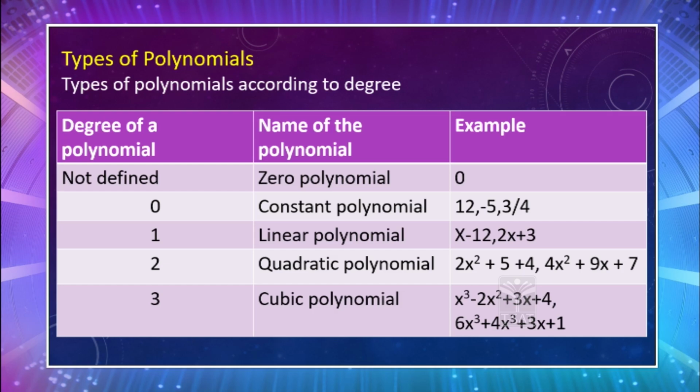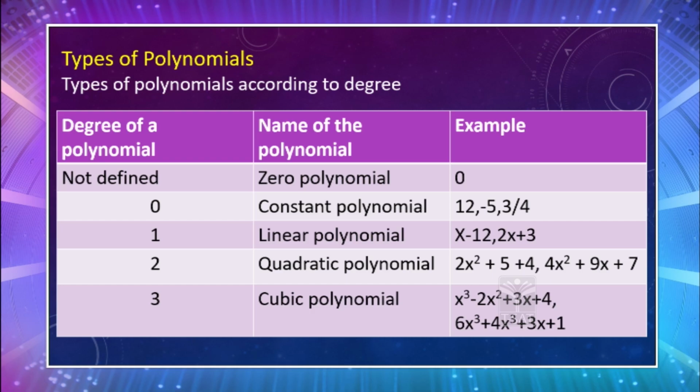Okay. And the next one, if you consider 2x square plus 5x plus 4, 4x square plus 9x plus 7. Here, so 2x square plus 5x plus 4 or 4x square plus 9x plus 7, if you consider this, the degree of each expression or each polynomial is 2. When the degree of the polynomial is 2, such polynomials are said to be quadratic polynomials.